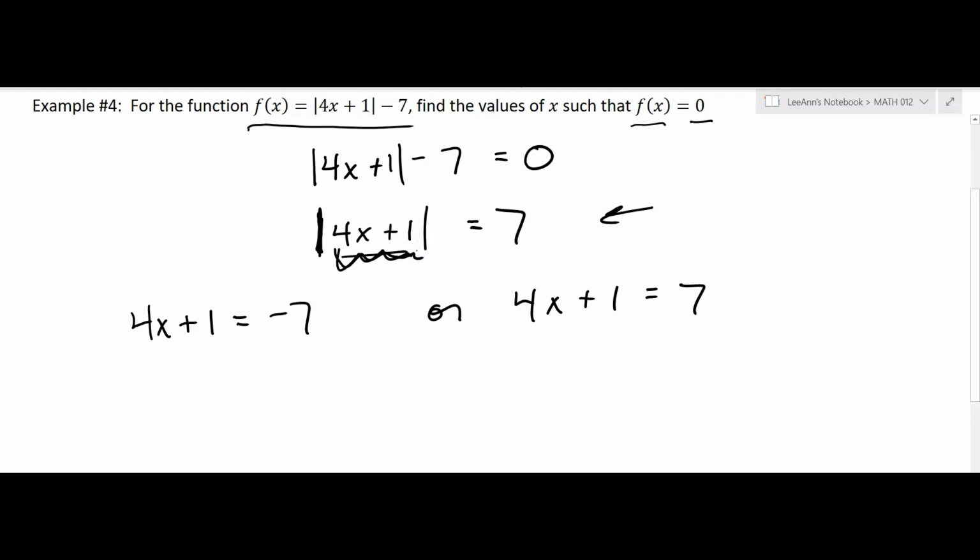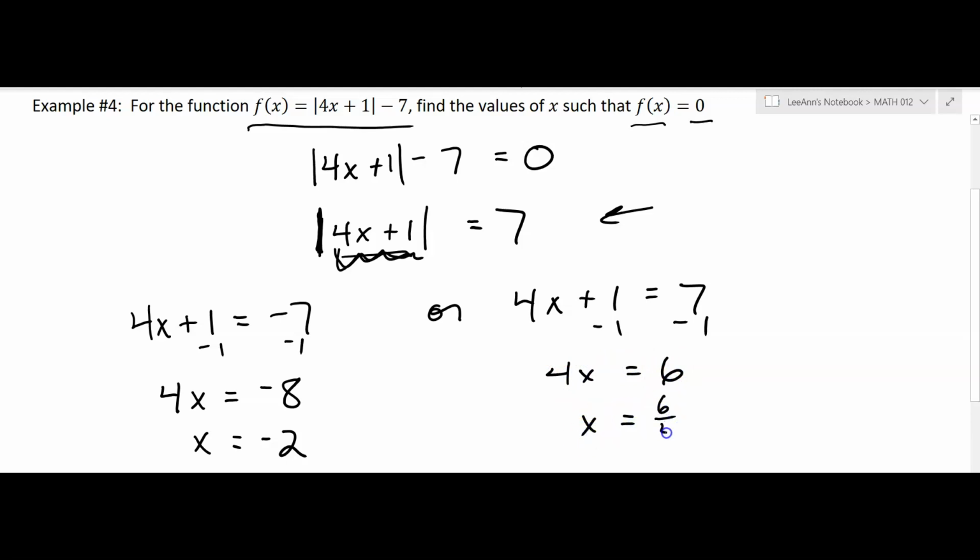Okay, now you have two separate equations. You have to solve those individually. So subtract the 1 from both sides. Divide by 4, and I get x equals negative 2. The other equation, subtract 1, I get 4x equals 6. X equals 6 over 4, but I'm going to have to reduce that, so 3 over 2.